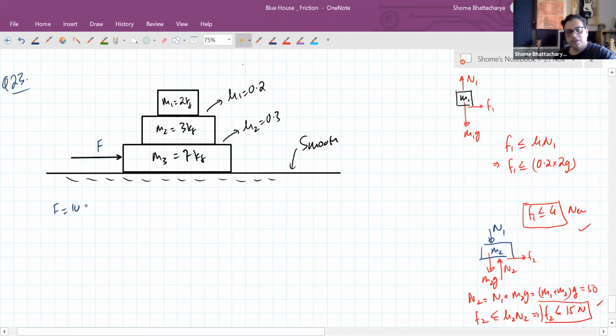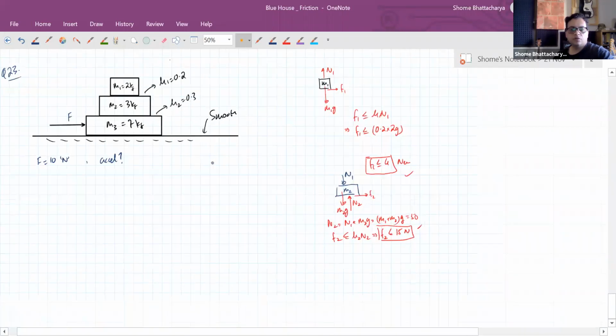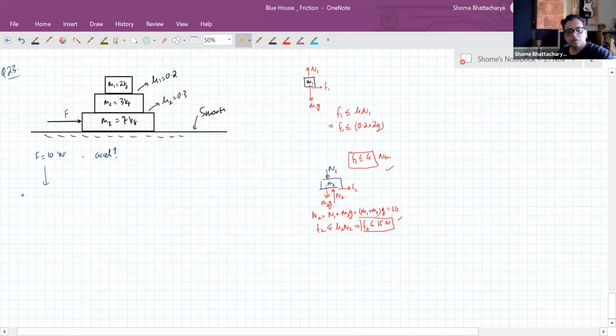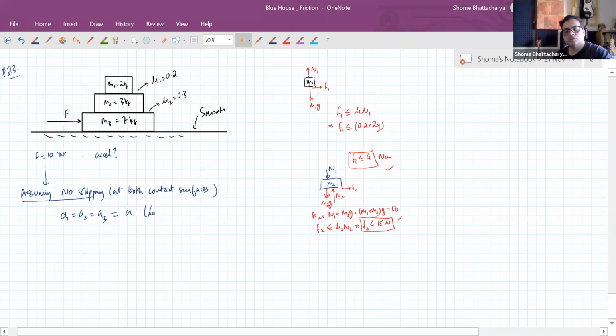So F is equal to 10 newtons. We have to find out the accelerations. Now what you do is you always start by assuming no slipping at both contact surfaces, that is between M1, M2 and M3. So A1 is equal to A2 is equal to A3 is equal to A, suppose. Okay, so make a combined FBD.